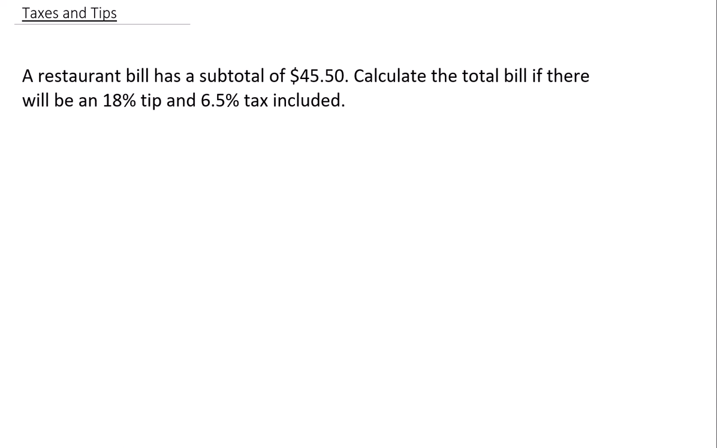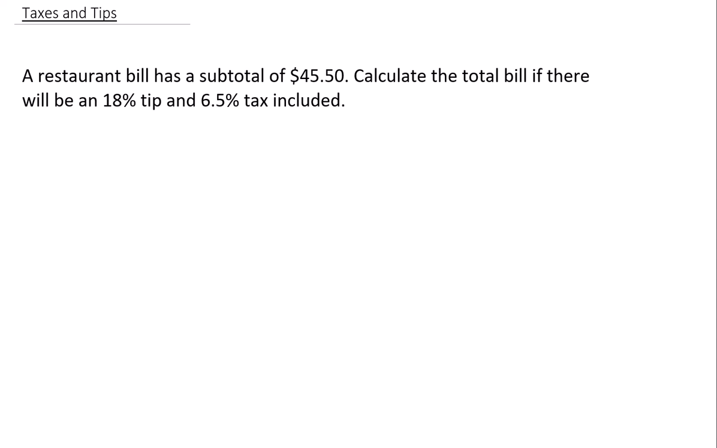This video covers how to calculate taxes and tips when you're given a bill. In this situation, we have a restaurant bill with a subtotal of $45.50. We would like to tip 18%, and we also have to include 6.5% tax. So first, we're going to start off by figuring out what 18% of $45.50 is.